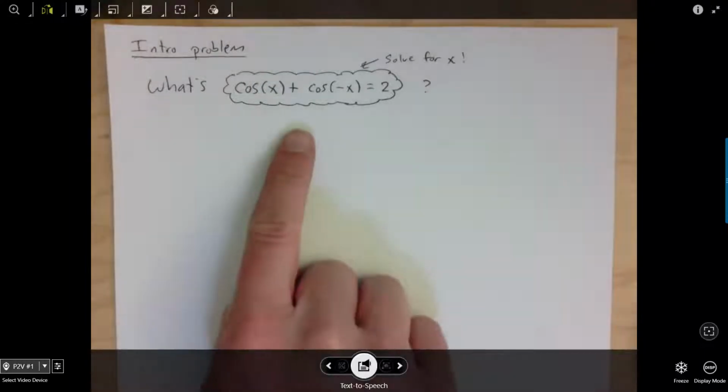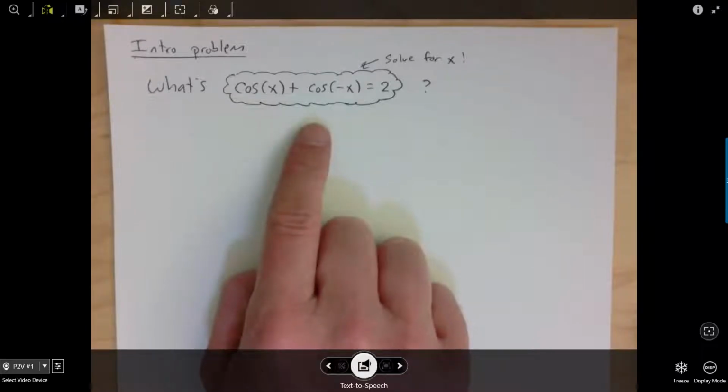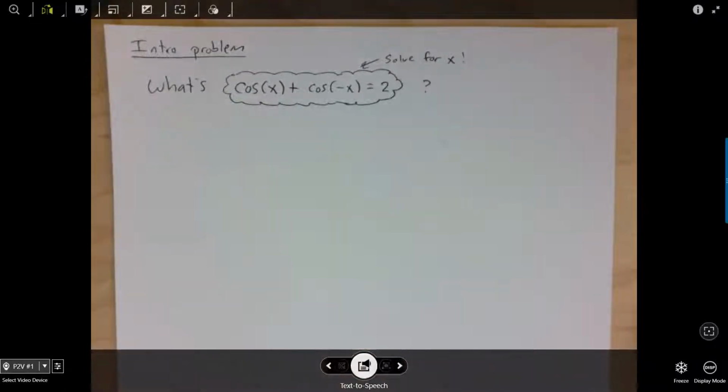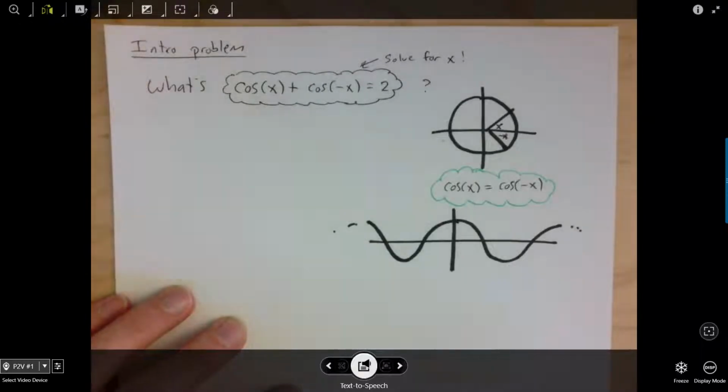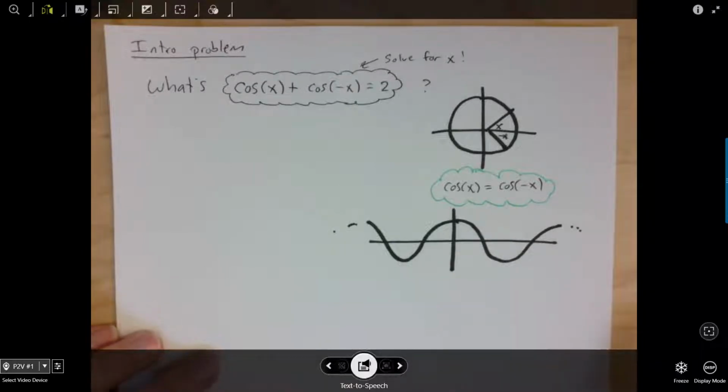So let's pretend I asked you to solve for x. You may not remember an important fact about cosine that would then make this very difficult or impossible to solve. Here's the fact that you might not remember. Cosine of negative x is actually equal to cosine x, and there's two ways that you can see that this is true.